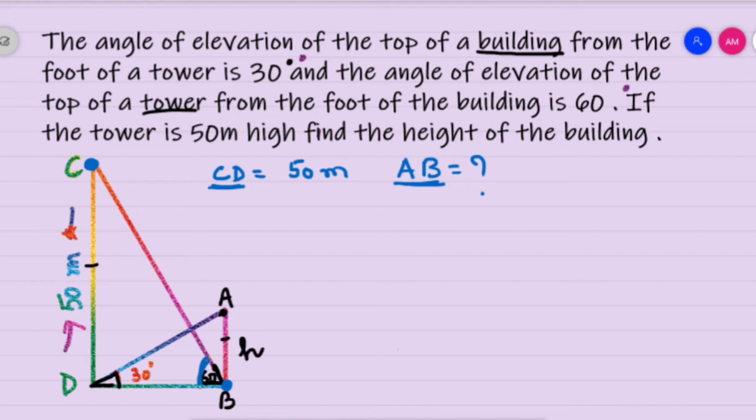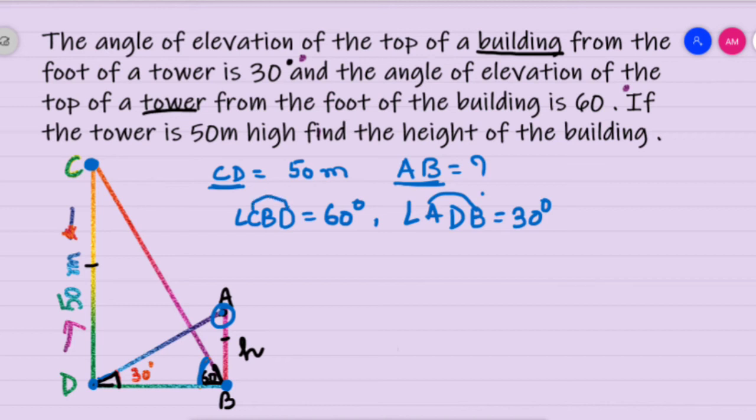That means angle CBD is equal to 60 degree. Okay. Now, from the foot of the tower to the top of the building, that is A, the angle of elevation is 30 degree. That means angle ADB is equal to 30 degree. And this is the reason why, see, AB and CD, if you see, AB is smaller than CD. Okay.